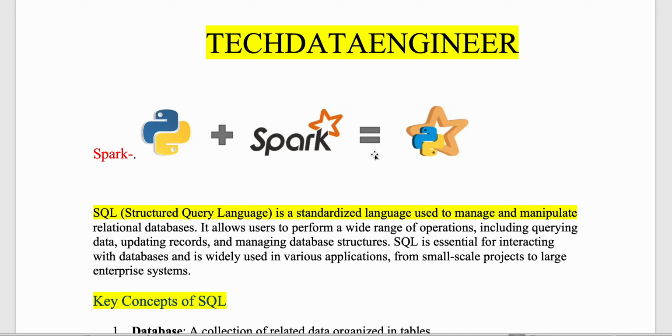SQL is essential for interacting with databases and is widely used in various applications like small-scale projects. Suppose in your backend you have a small relational database, then we can use that. There are a lot of RDBMS like MySQL, Oracle, and so on. These are relational databases, and we can use all of them to store the data.